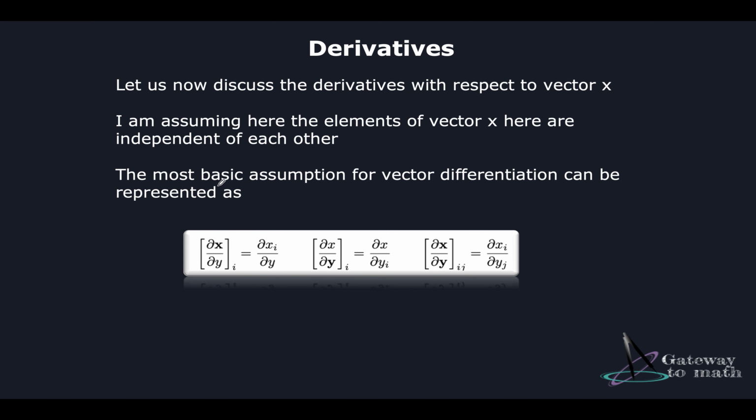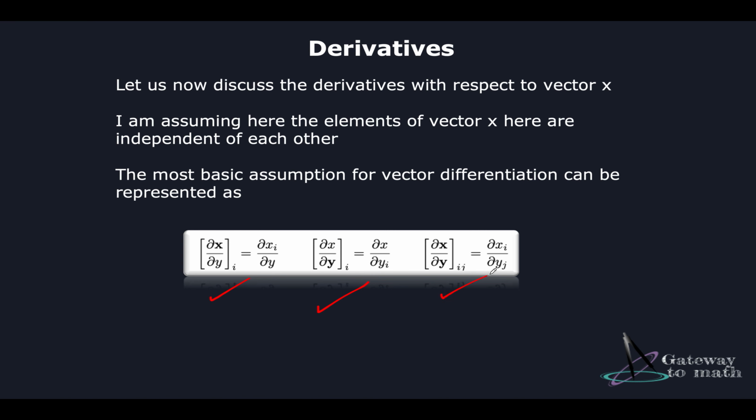Quick note, vectors will be denoted with bold small letters and scalars will be represented as small letters. The matrix will be represented in capital letters. Coming back to our discussion, the most basic assumption for vector differentiation can be represented as case first: del of bold x upon del y in square brackets subscript i equals del x subscript i upon del y. Case second: del x upon del of bold y in square brackets subscript i, which equals del x upon del y subscript i.